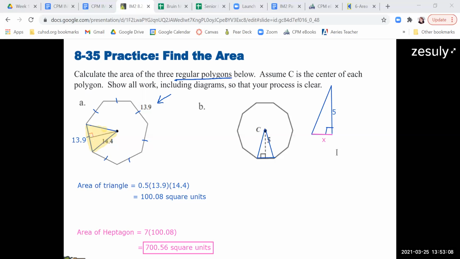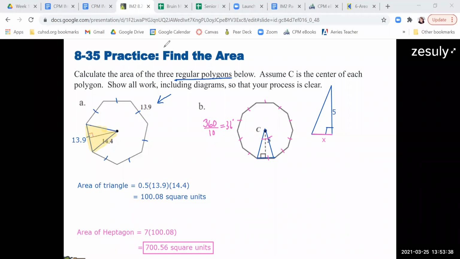I think I need an angle. So what we're going to do is find the central angle. Remember, the central angle is 360, which is a whole rotation around, but then we divide it up by how many triangles we have. So let's count them. 1, 2, 3, 4, 5, 6, 7, 8, 9, 10 triangles. That means our central angle will be 360 divided by 10, which is 36 degrees.